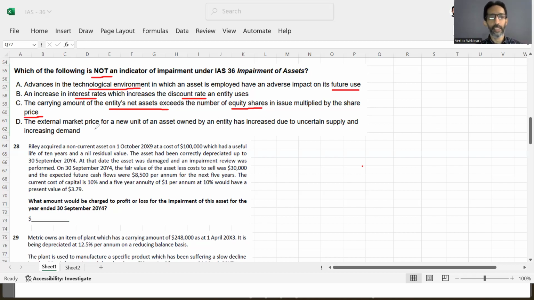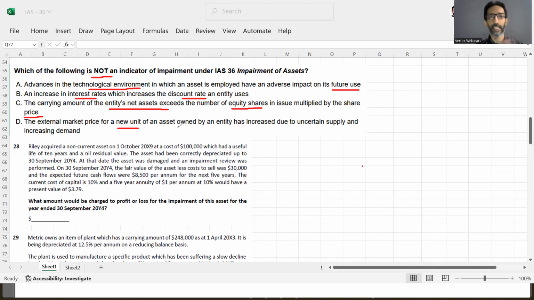The external market of a new unit of an asset owned by an entity has increased due to uncertain supply. So we have this supply issue, and the demand for the asset has increased. If you want a new item, it's not available. The supply is not there. So obviously, the people who have that item have more value in that item because the new item is not available. So clearly, this shows that the assets have increased their value.